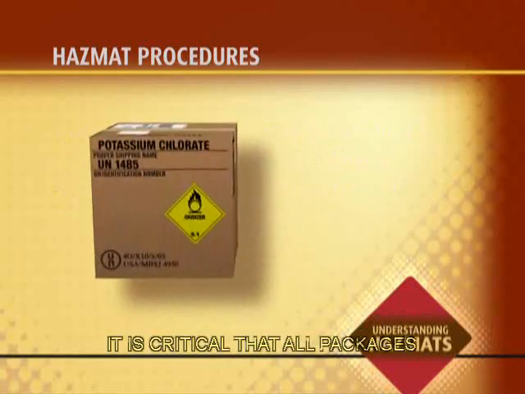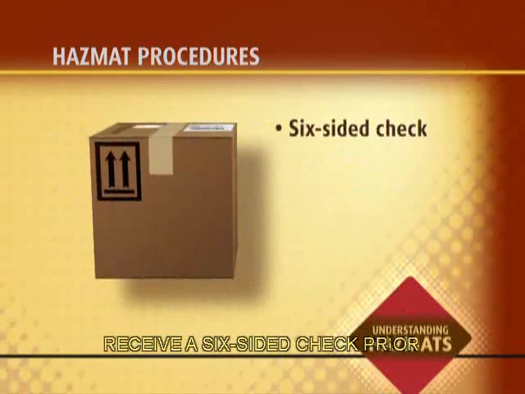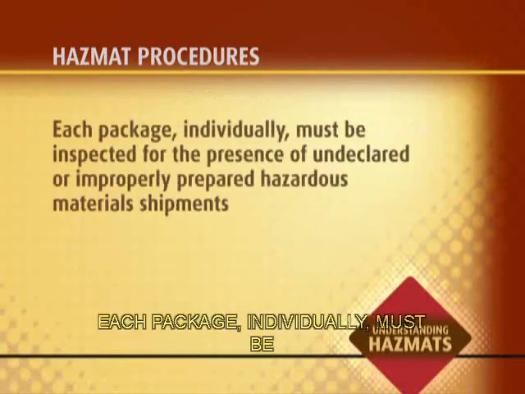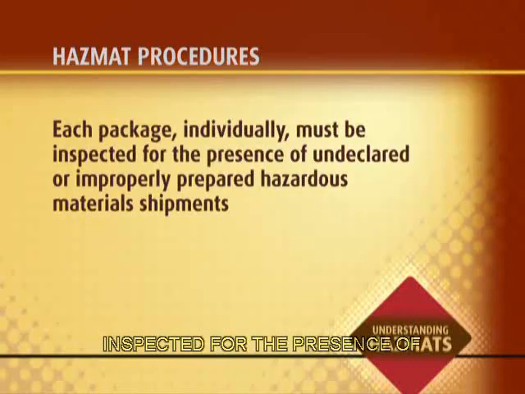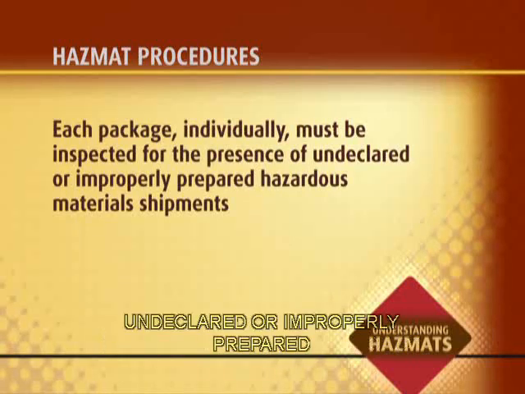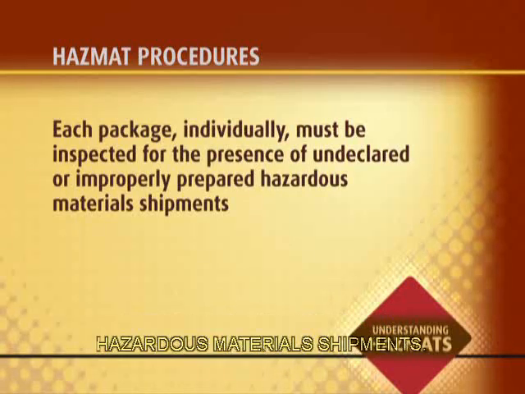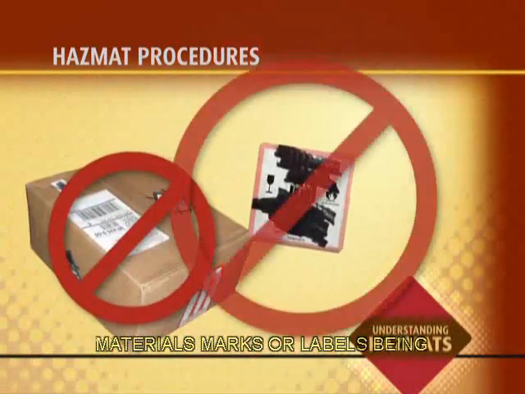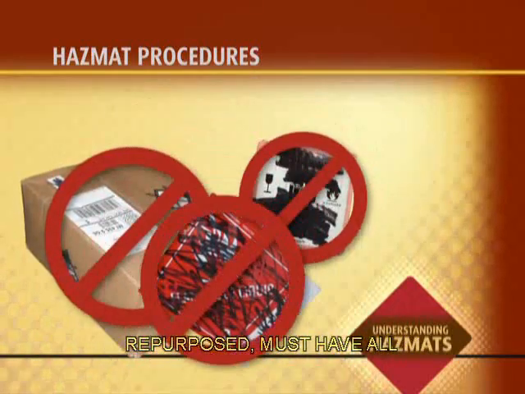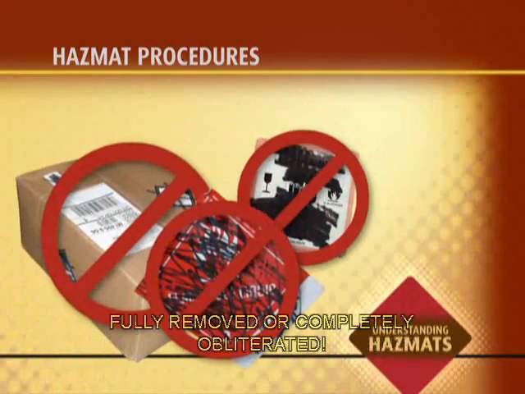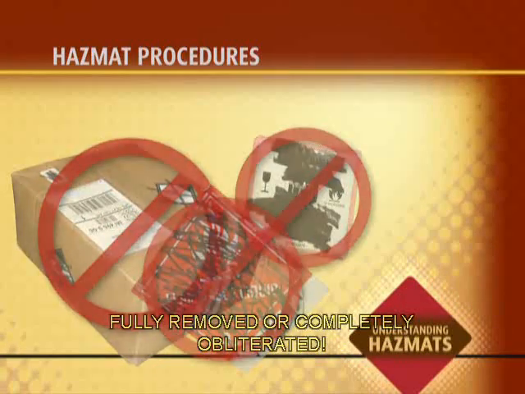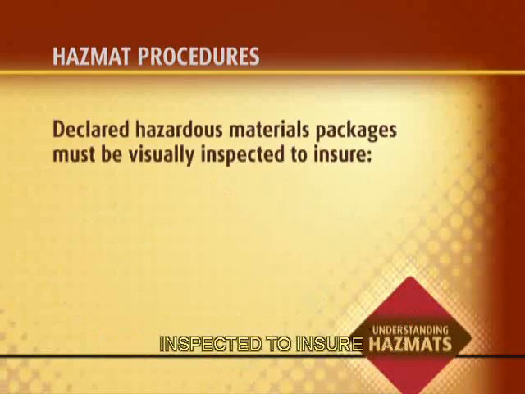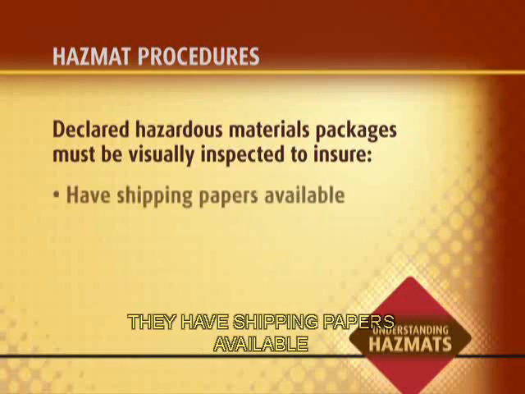It is critical that all packages receive a 6-sided check prior to being loaded into an air shuttle. Each package individually must be inspected for the presence of undeclared or improperly prepared hazardous materials shipments. Any package bearing hazardous materials marks or labels being repurposed must have all hazmat marks or labels either fully removed or completely obliterated. In addition, declared hazardous materials packages must be visually inspected to ensure they have shipping papers available.